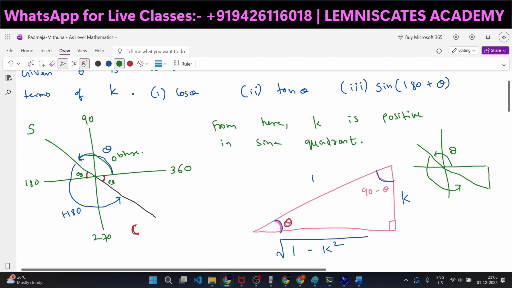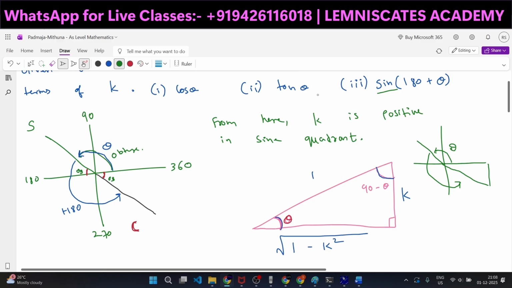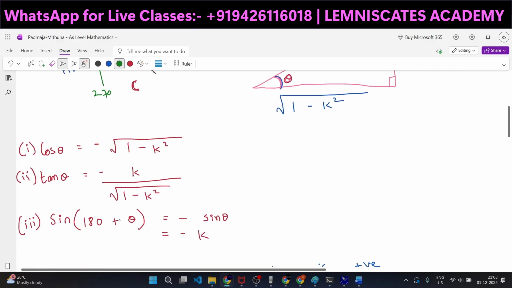It's just that now your sine theta is going to be a negative value, because you are in the fourth quadrant and you are looking for a sine value. Since there is no change in the triangle, you can say that your sine theta will be equal to k, but now with a negative sign. And that is what I have shown over here. Sine of 180 plus theta is equal to negative sine theta. Why is it equal to that?